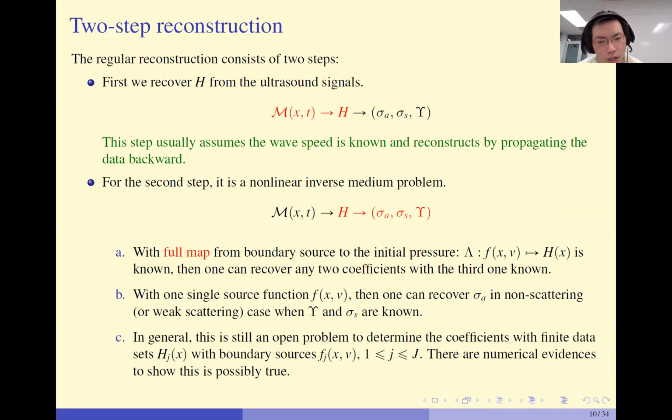However, if you want to reconstruct all three, or at least two of them given the third one is known, with only a finite number of laser sources, there are no results at all. So this problem is actually an open question: whether or not we can use a finite number of sources to do the reconstruction if I want to know, say, two out of these three coefficients. There are many numerical results already showing that this seems to be true, but the theory is still absent.